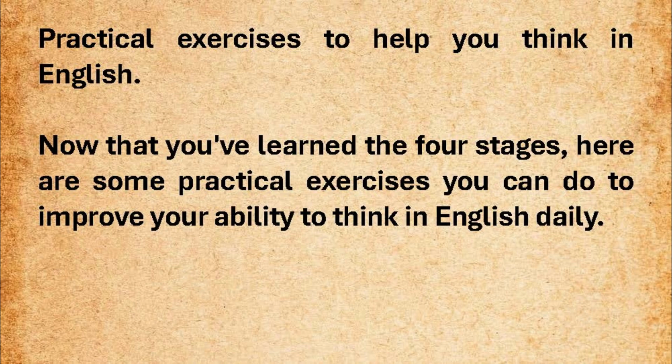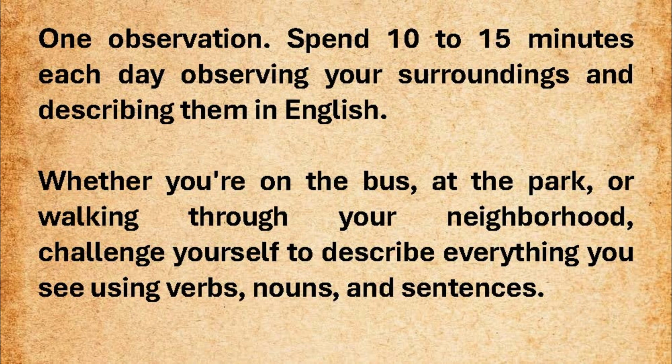Now that you've learned the 4 stages, here are some practical exercises you can do to improve your ability to think in English daily. 1. Observation. Spend 10 to 15 minutes each day observing your surroundings and describing them in English. Whether you're on the bus, at the park, or walking through your neighborhood, challenge yourself to describe everything you see using verbs, nouns, and sentences.